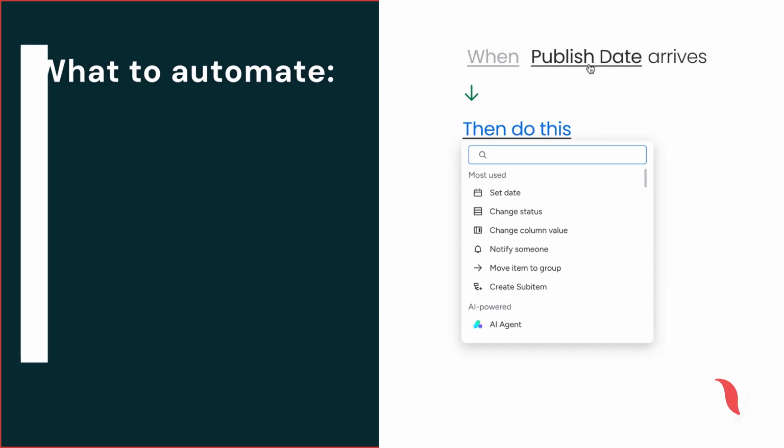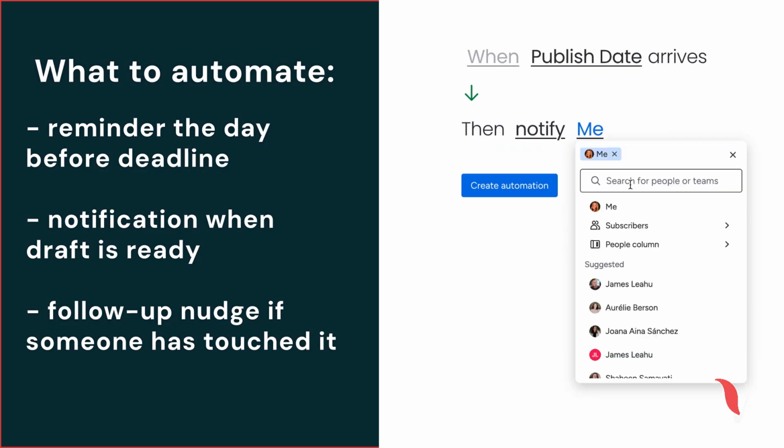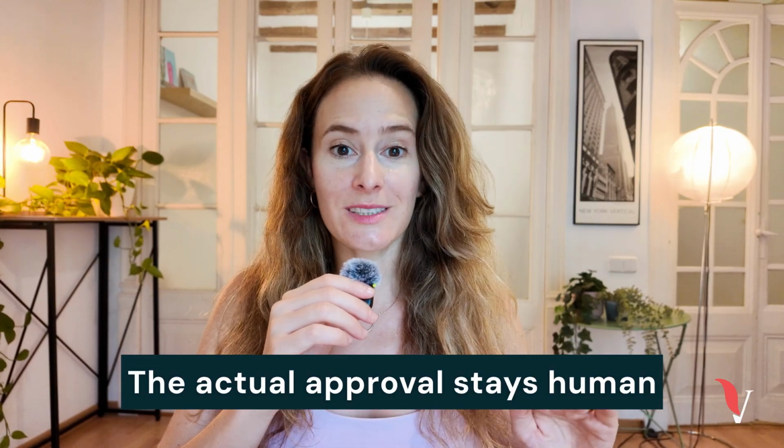What to automate? The deadline reminder that fires a day before something's due. The notification to the reviewer the moment a draft is ready. The follow-up nudge if nobody's touched it. What stays human? The actual approval. Nobody's signing off on brand or legal risk except a person.